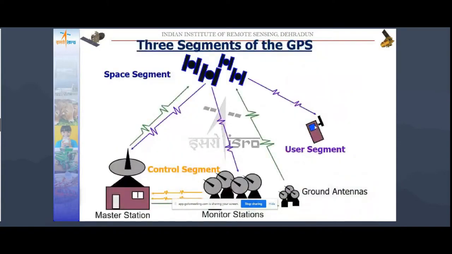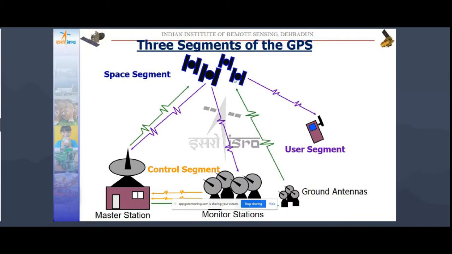In this GPS, we have three segments. One is the space segment, another is the control segment, you can see here, and finally we have the user segment. So in the space segment, what comes? There are the satellites. Whatever satellites are orbiting around the Earth come under the space segment.